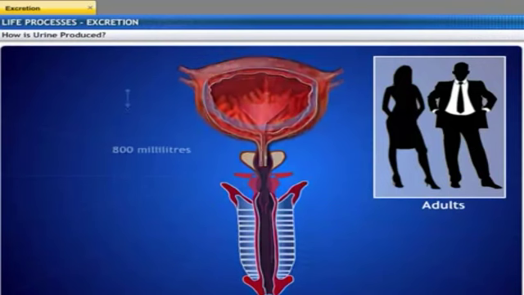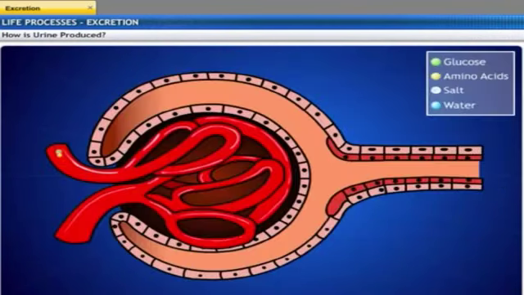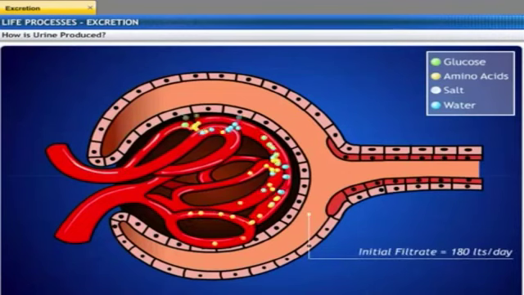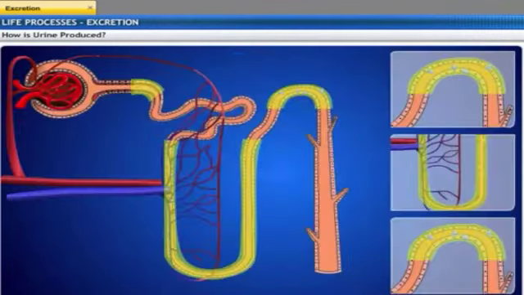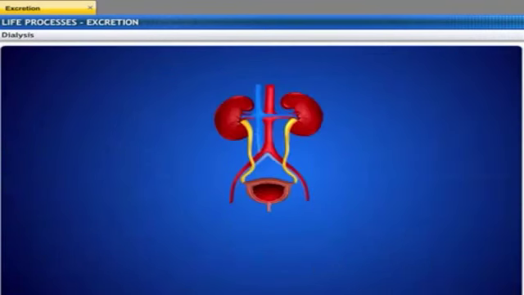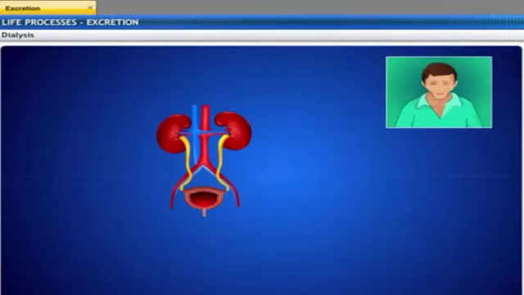In a child and an adult, the urinary bladder size is different. In an adult, the urinary bladder is about 80 millimeters in size. In the child, it is smaller. So a child normally excretes more often as compared to the adult. Initially, 180 liters of blood is filtered in the kidney, but afterwards, after filtration, only 1 or 2 liters of urine are excreted through the urethra. The remaining useful substances are reabsorbed.